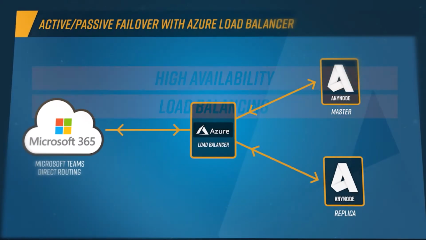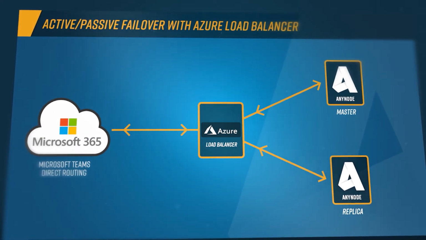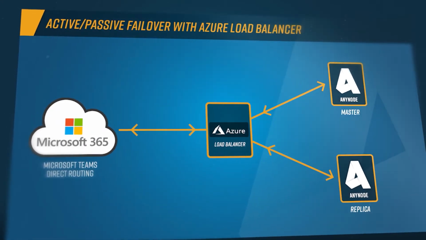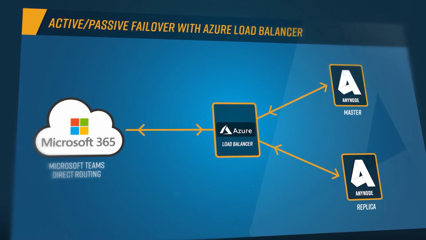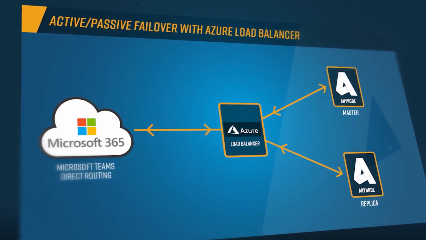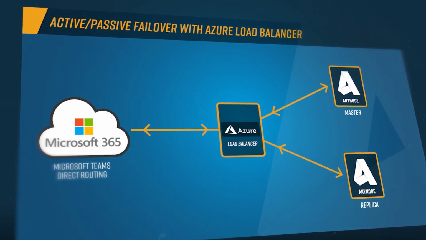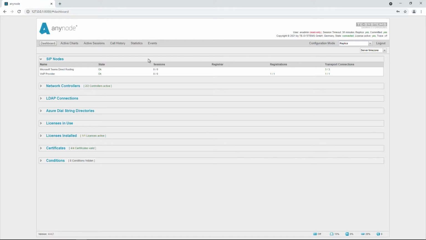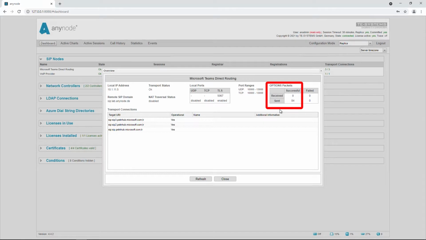For our example, we have prepared a ready-made master client configuration with failover on 2 Azure virtual machines. If the primary anynode goes into maintenance mode or the VM fails, the secondary anynode, called replica in the diagram, should take over all tasks. However, a look at the dashboard of the secondary system on the Teams node now shows that the Teams node sends option packets to the Teams direct routing servers, but does not receive any. This is a normal reaction to this configuration, as the Teams server is not aware of the secondary anynode.